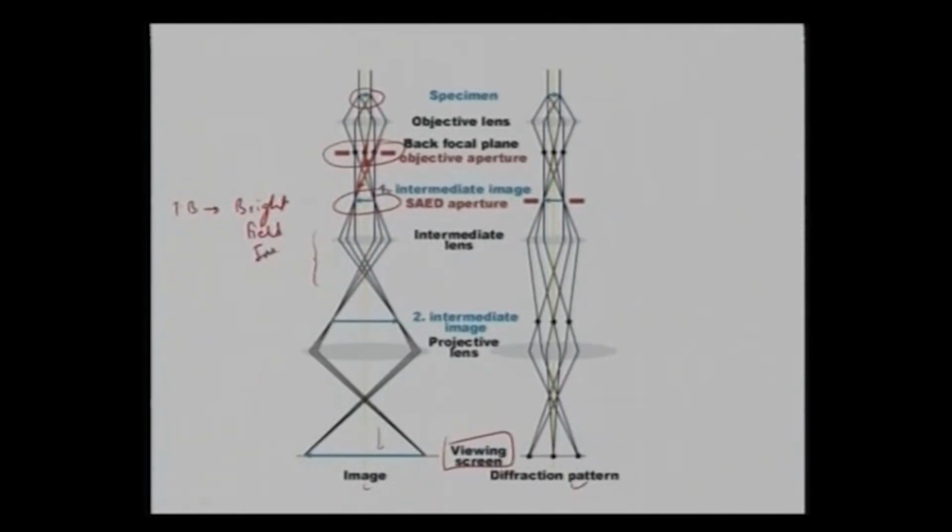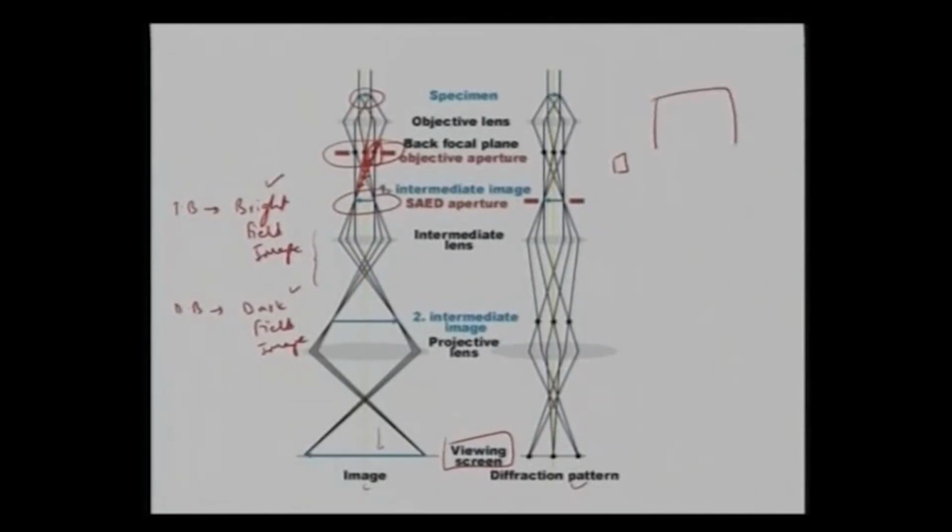Bright field image. Or if I let only one of the diffracted beams pass through, what I get is something called a dark field image. So if I choose a particular back focal plane aperture, through which I let only my transmitted beam pass through, I get a bright field image. If I let only one of the diffracted beams pass through, what I get is a dark field image. And conversely, I can look at a certain particular area.